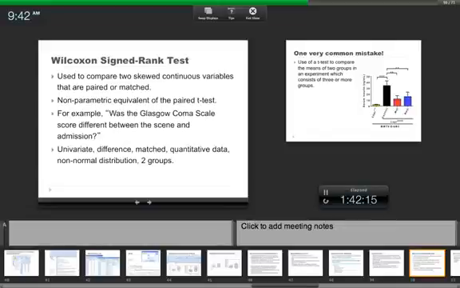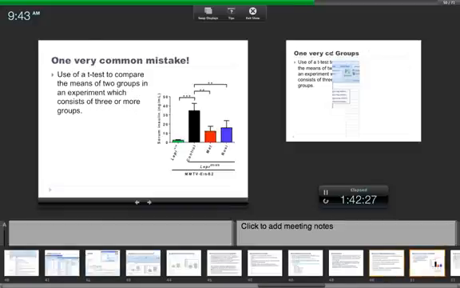So it's a univariate analysis comparing the differences, matched data, quantitative data, non-normal distribution, and a comparison between two groups. This is an example of a very common mistake: the use of a t-test to compare the means of two groups in an experiment that consists of 3 or more groups.